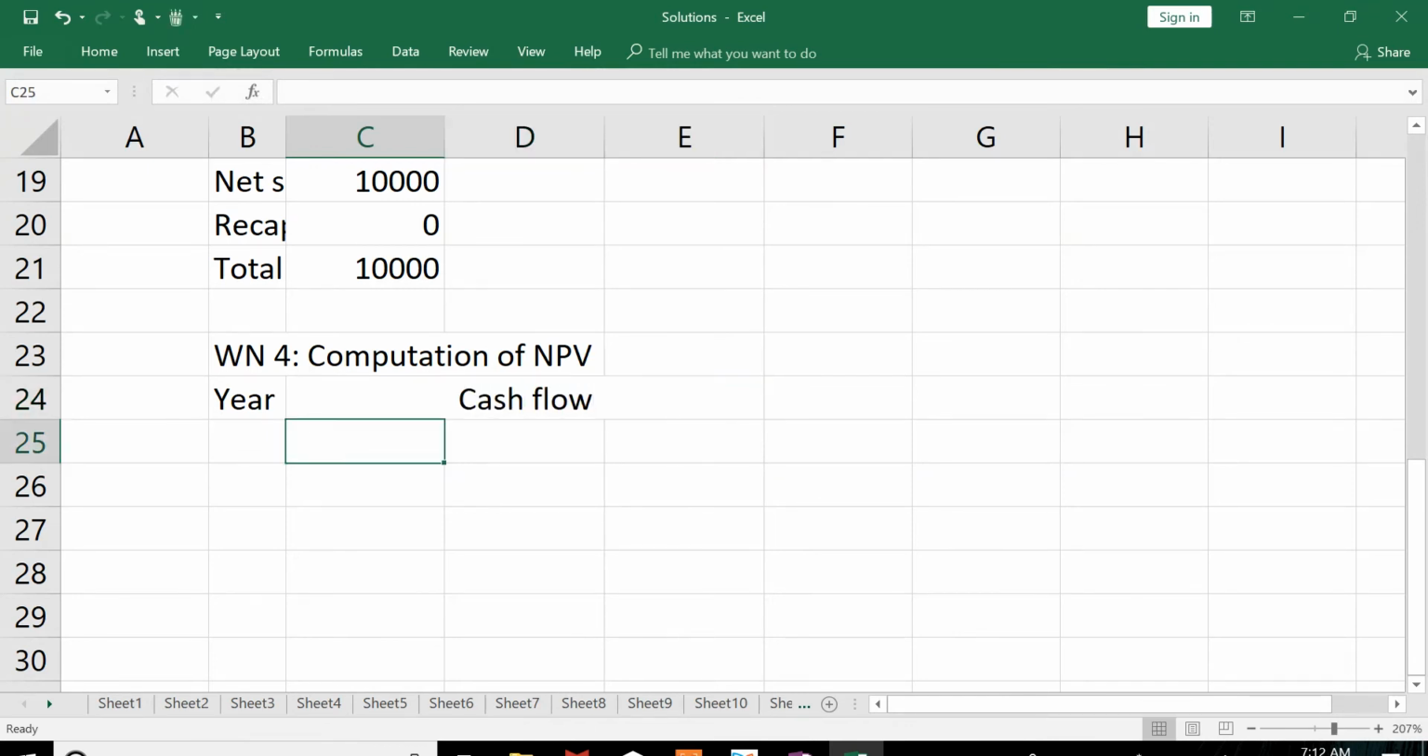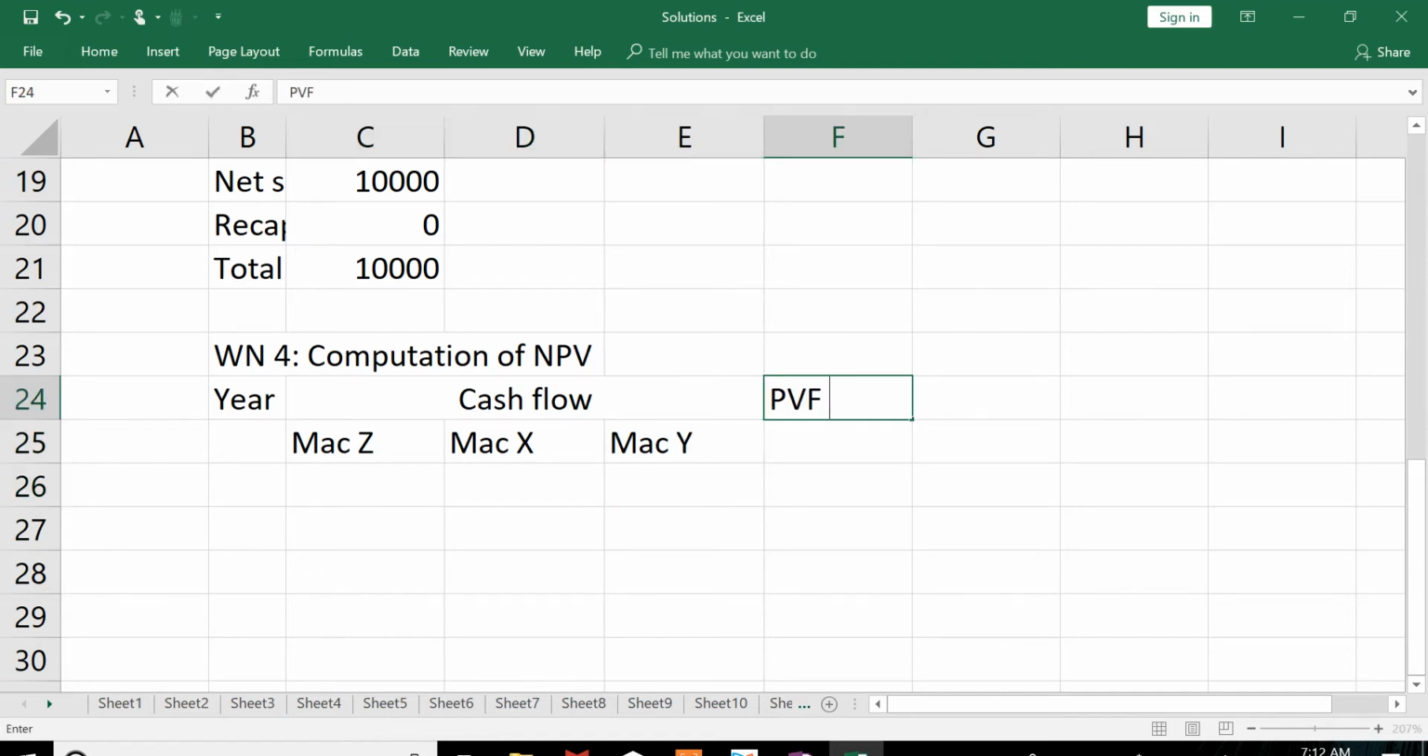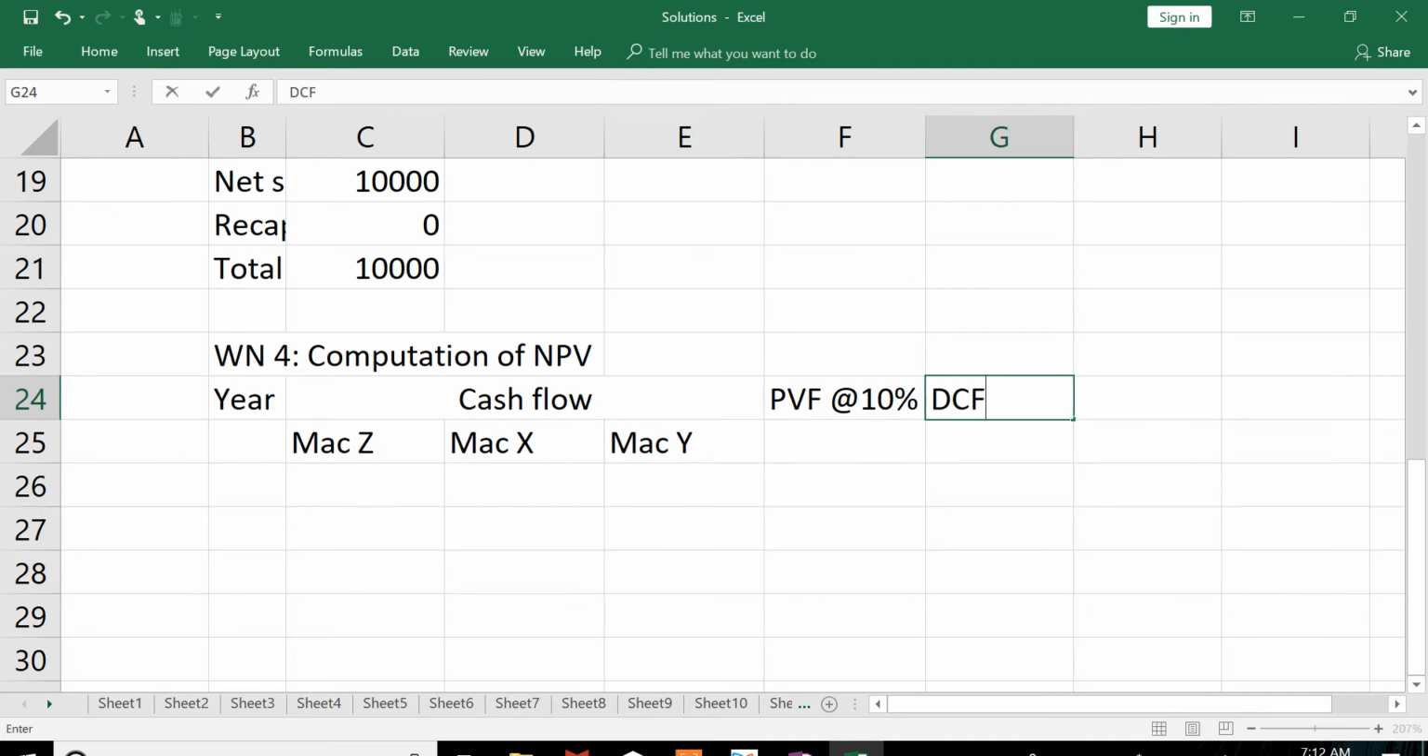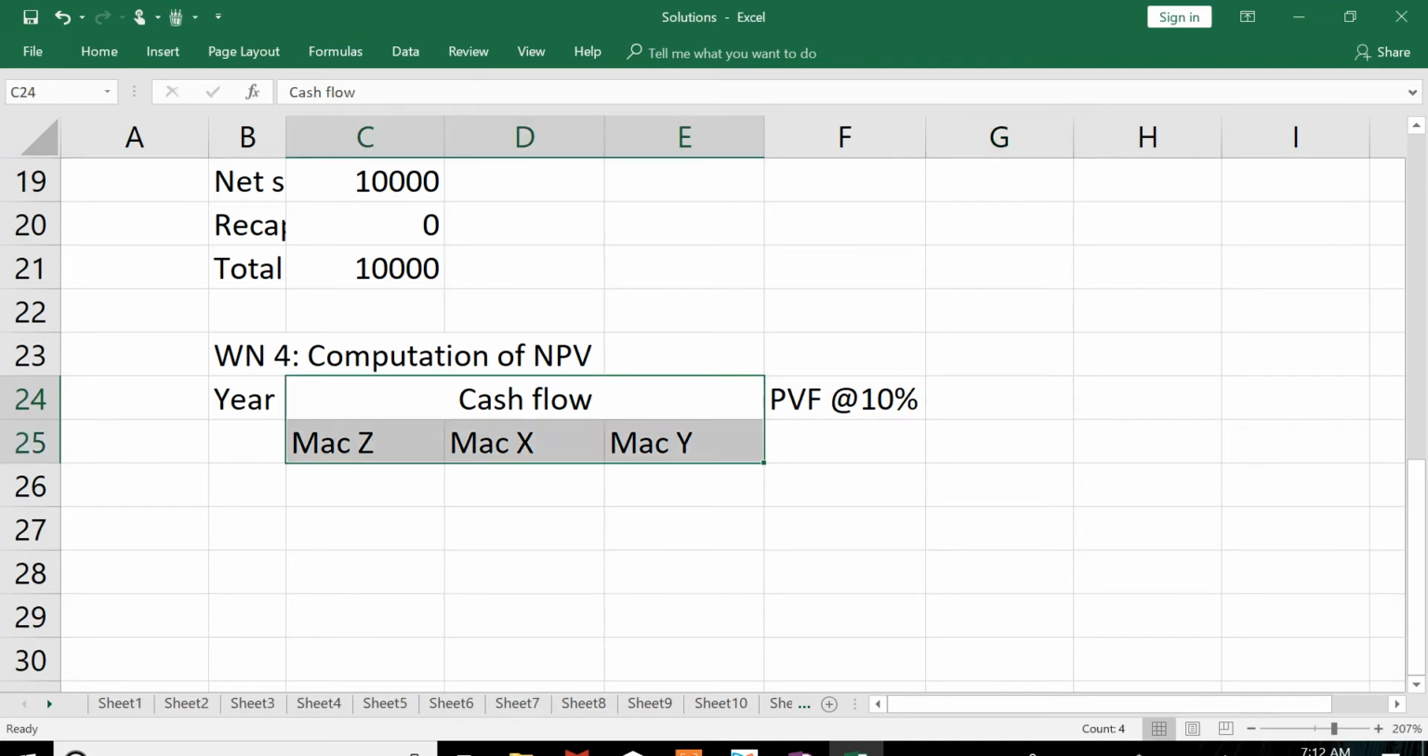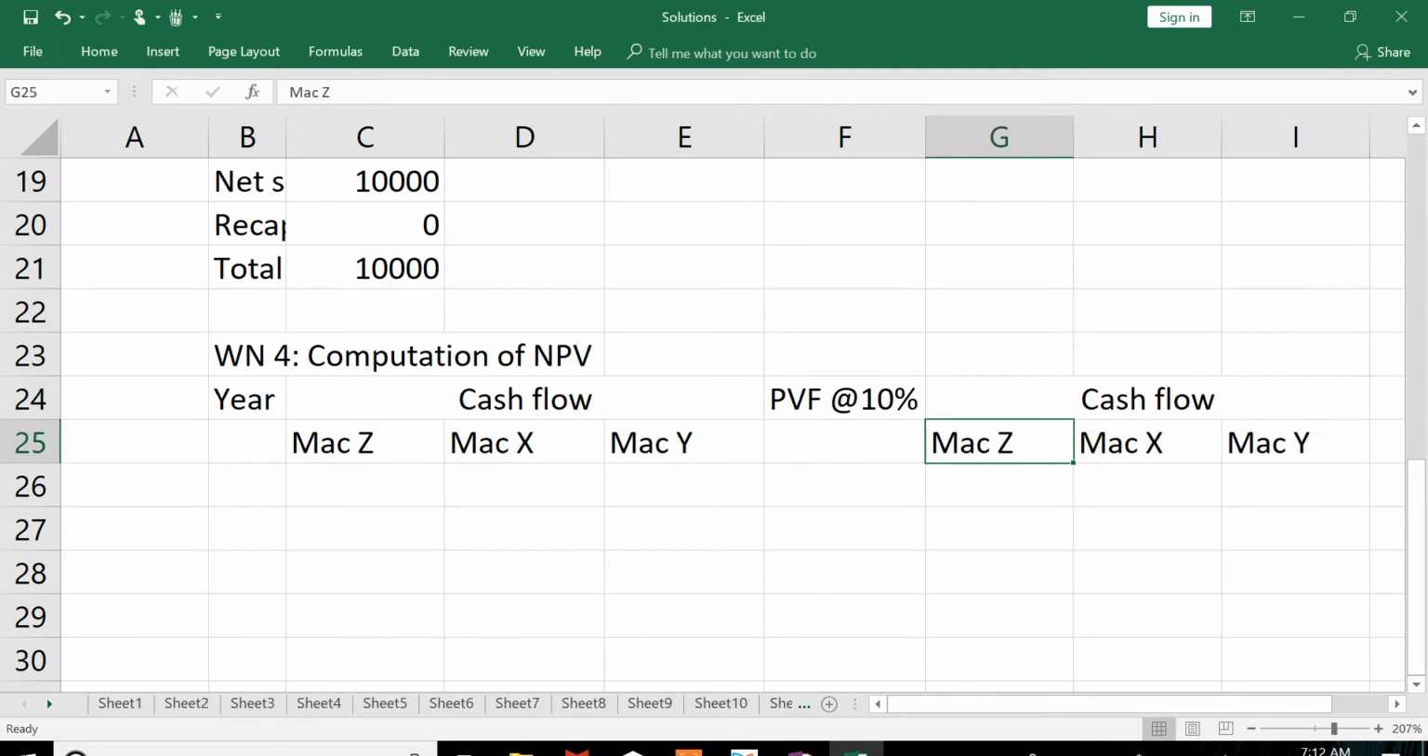You will have to write 3 parts: machine Z, machine X, machine Y. PVF at, what is the percentage? PVF at 10%. DCF again will have 3 subcolumns: machine Z, machine X, machine Y.